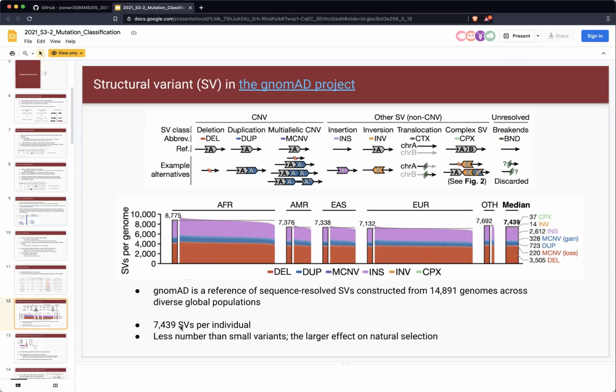And then, what gnomAD actually did was look at the global profiles of structural variation from many individuals. In this case, they looked at 14,000 genomes from lots of people in the world, right? So we can say a diverse global population. And of course, there are some people from Europe, some from Africa, some from East Asia or South Asia, right?